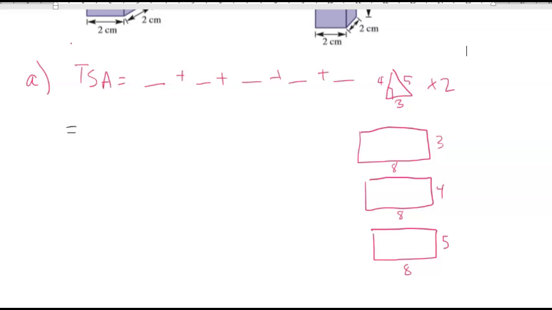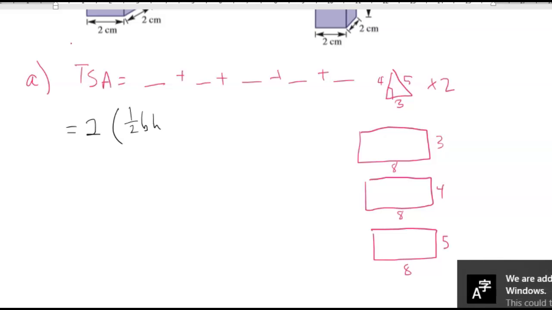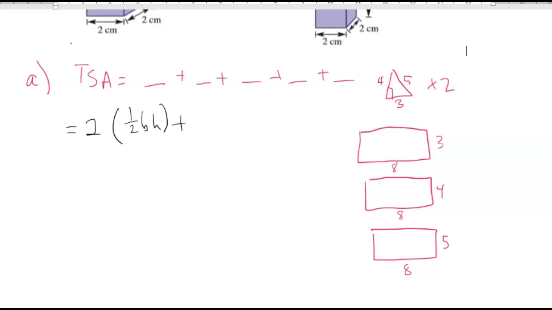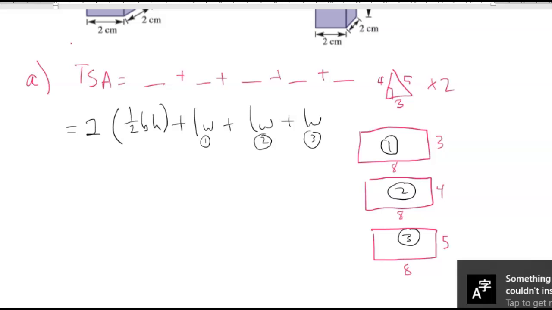So our triangle formula, we've got 2 of them. So I'm going to write 2. And the formula is a half base times height. And then you've got your rectangle, sorry. So we're going to have length times width for that rectangle. And you might want to call that rectangle 1. So rectangle 1. Then we've got length times width for rectangle 2. And then we've got length times width for rectangle 3. Okay, so just showing that they're all different. I don't know why that notification always comes up.